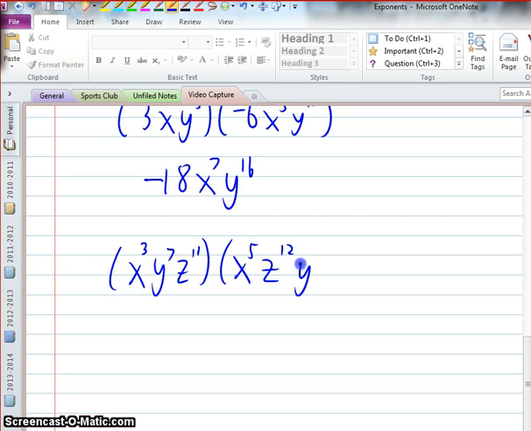Here I ordered them differently, but the commutative property of multiplication tells us we can reorder them to our liking. So the x's, we have a total of 8. We have a total of y's, careful, of 7 and 9 makes 16, and a total z's of 23.